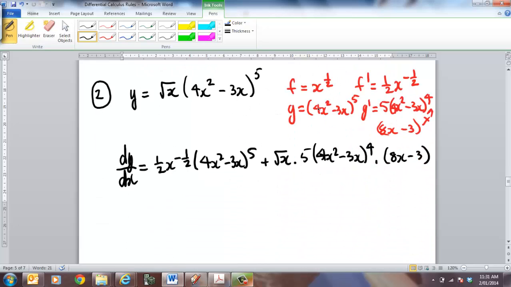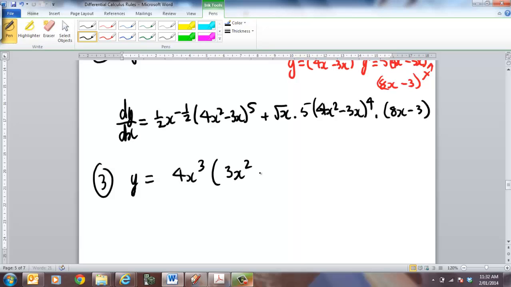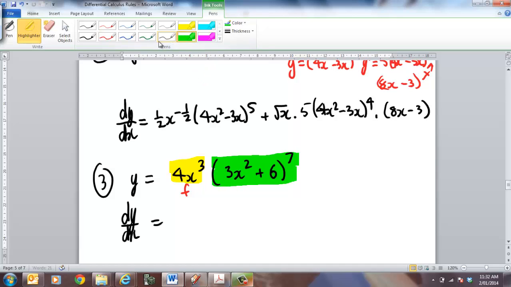As an example, very quickly, I might just show you one that I'll do without using the steps. So if I've got y equals 4x cubed times (3x squared plus 6) to the power of 7. The way I would do this in my head, and I'll talk to you while I'm doing it, I'm thinking I picture that in my head as being my f. I picture this thing here being my g. But I don't actually do any of the red stuff.